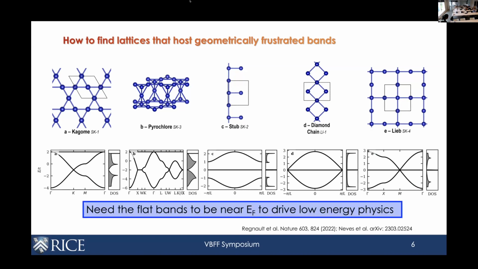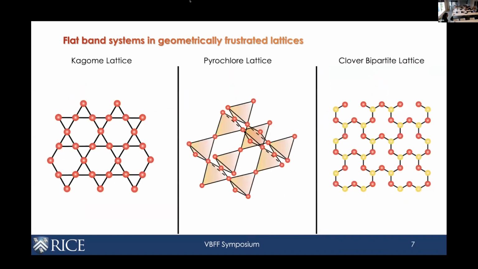And then the next question is, once you find these candidates, we've got to find ways to push the flat bands to the Fermi level to make an impact on the low energy physics, right? So this is sort of the thought process of how we can look for materials that may exhibit interesting exotic phases. Okay, so that's the brief introduction.